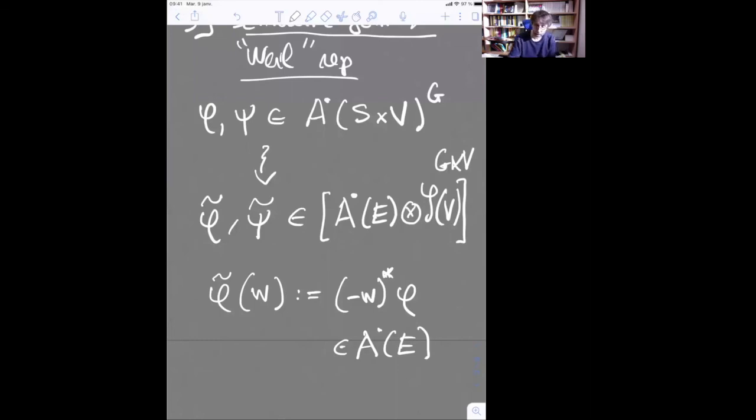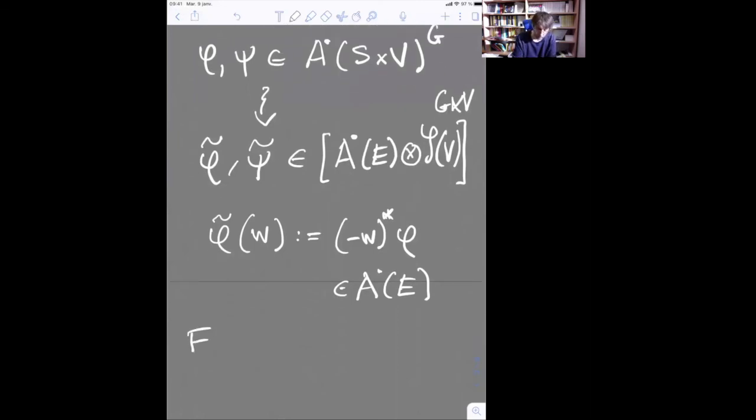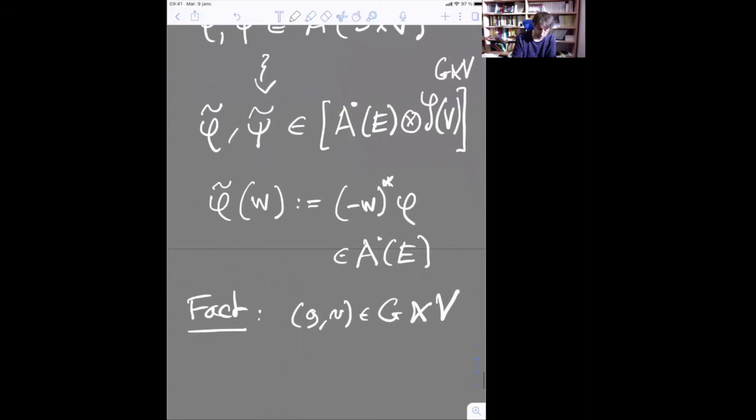And since I am running out of time, I will leave you as an exercise the fact that using this definition, in fact, we have that if you take (g, v), an element in this semi-direct product, and this semi-direct product acts on E, on S cross V, okay? And you can therefore pull back a form, and I will pull back the following form, (gw + v).